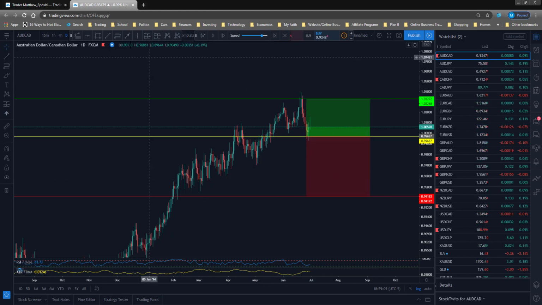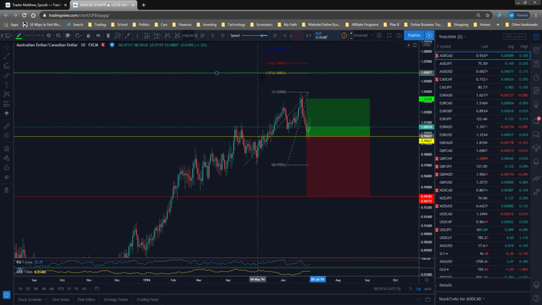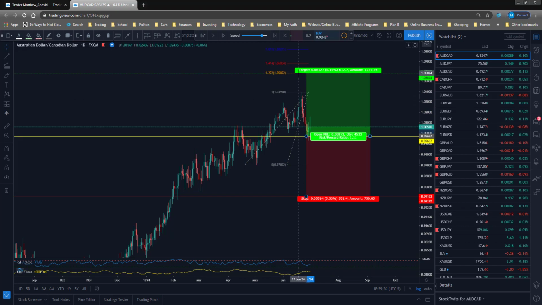So what we could do is use the fib extension tool and measure it from this swing low to this swing high and back down in. Okay. And then we could place our target all the way up here. Now we have a 1.11 risk reward ratio.